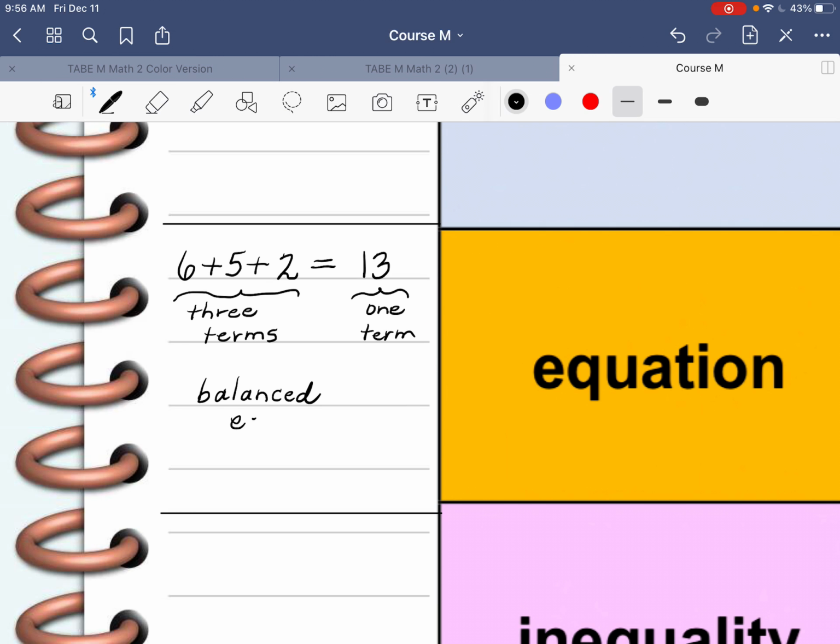If the two sides were not equal, we would not have an equation, and we would say that it is not a balanced equation. But this one is a balanced equation because the left side is the same value as the right side.